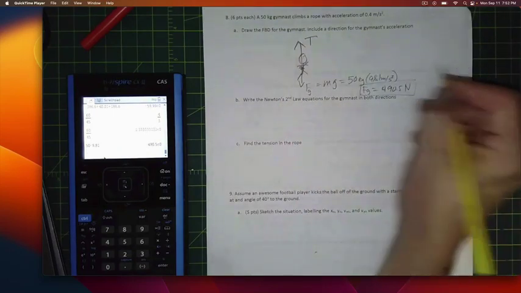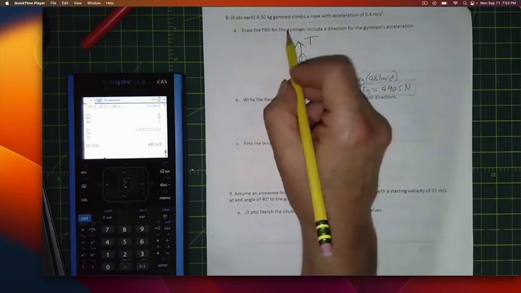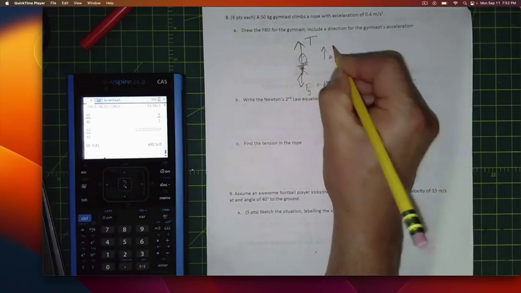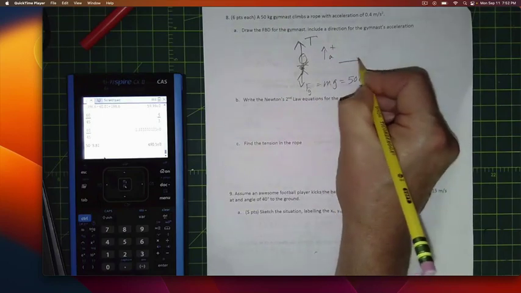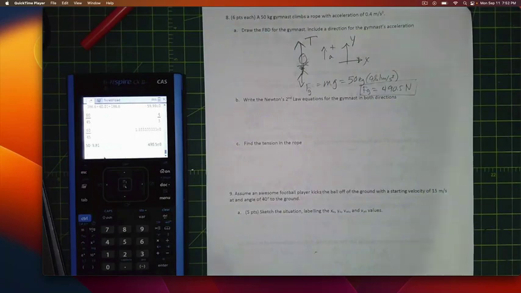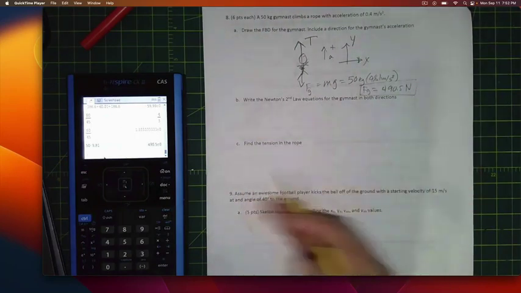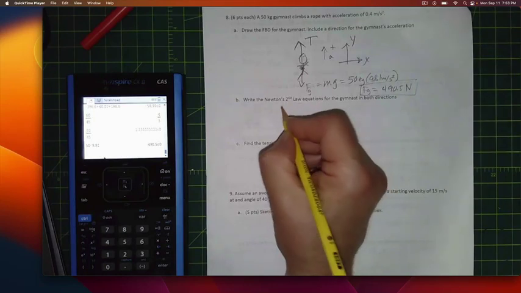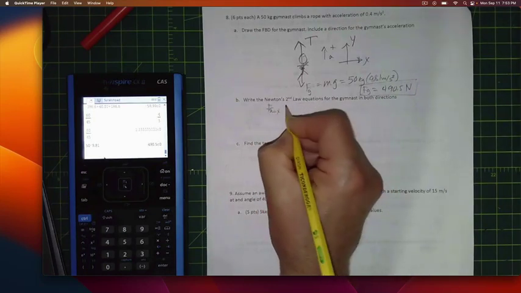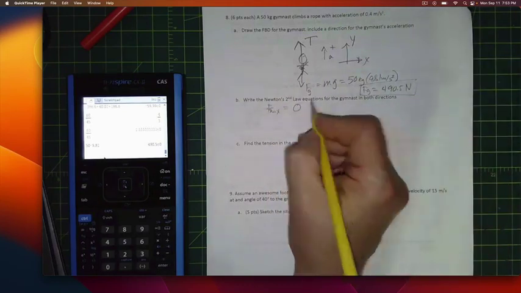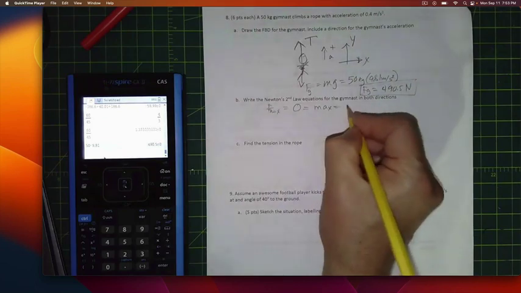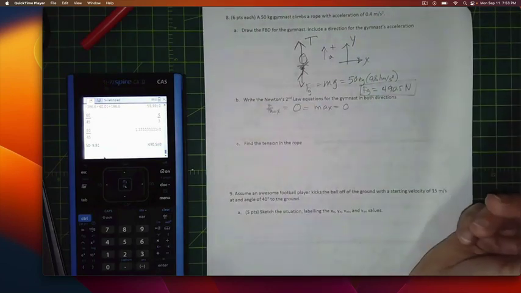The tension, we don't know that. Include the gymnast acceleration. So it says she's going up, so we'll do a plus that way, and we'll just do x and y the normal kind of way. Alright, write Newton's second law equations for the gymnast in both directions. Well, F net in the x direction, we got 0 force in the x direction is equal to m a in the x direction, which is also going to be 0, so 0 equals 0. It's a pretty boring equation there.